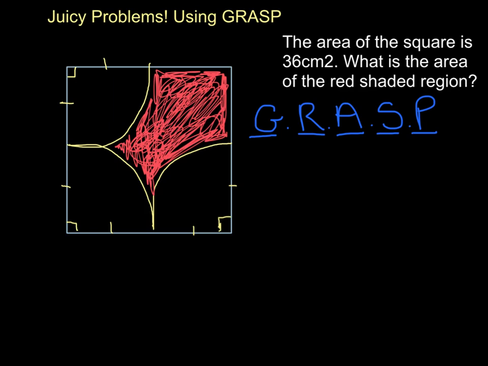We're told the area of the square is 36 centimeters squared. What is the area of the red shaded region? Apologies for this little 2 here. It should be a squared 2, so it should be up a little higher. So let's see what we're given.